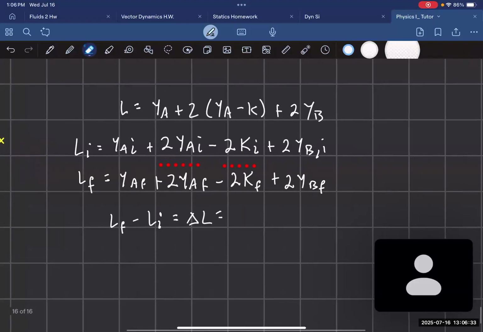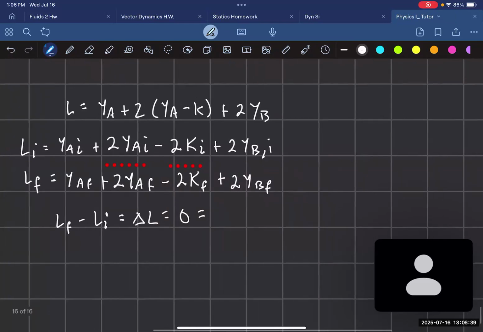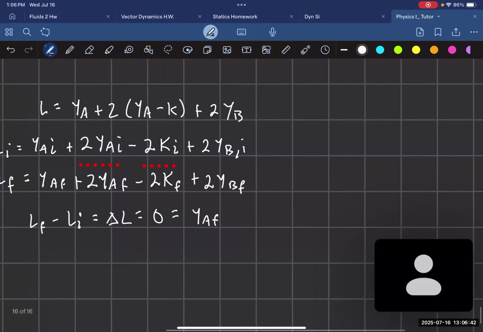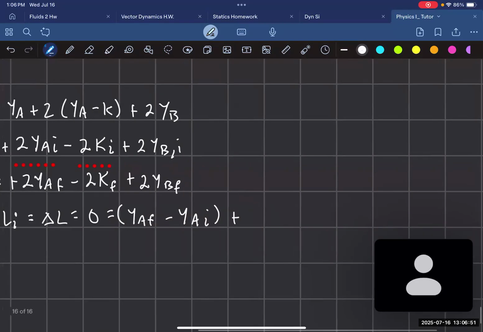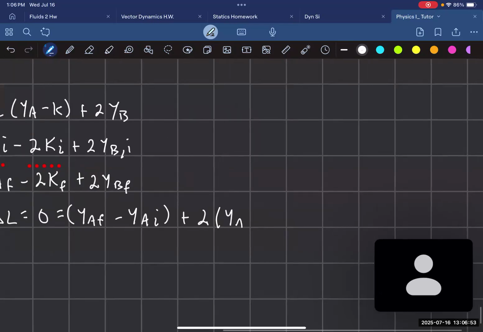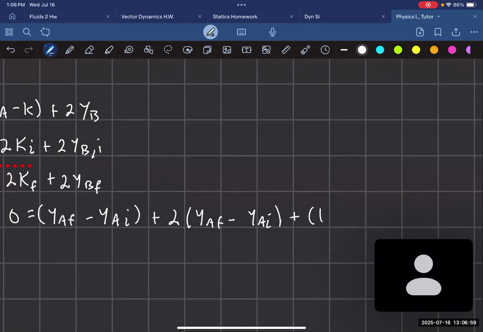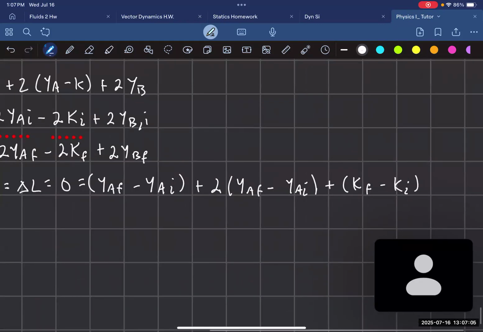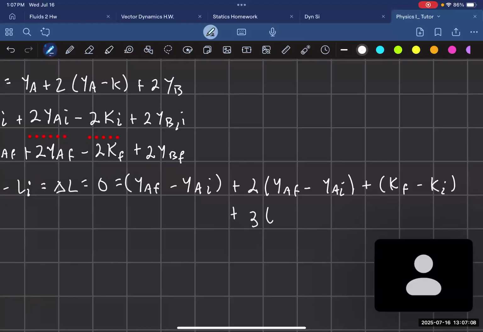So what we're going to get is the change in length is going to be equal to 0, right? And that is equal to YAF, I'm just plugging it in the equation, minus YA initial, plus 2 YAF final, YA initial, plus K final minus K initial, plus 3YB, or excuse me, 2YB final minus YB initial.